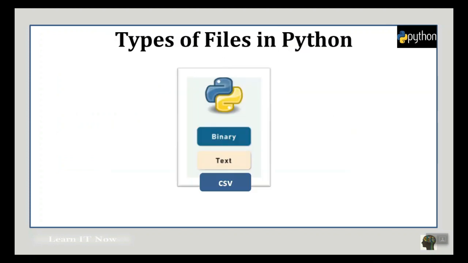Now in this chapter we'll be dealing with three kinds of files. One is the binary files, the text files, and the CSV files. CSV files are the comma separated files. It is just like an Excel file in Microsoft.